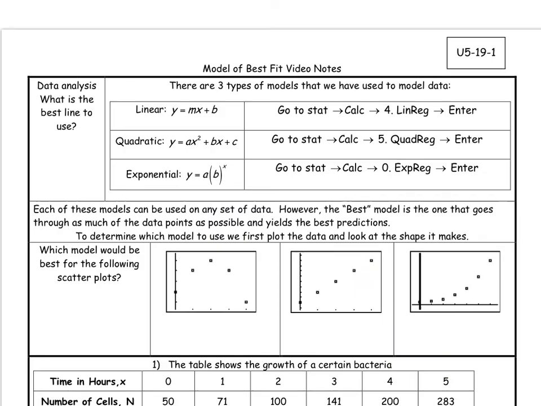So we've looked at three types of models so far this year. We have looked at a linear model, which is y equals mx plus b, and then once we enter a set of data into our list, list 1, list 2, then we go to stat calc 4 to give us a linear regression. We've also looked at exponential, that was unit 4, y equals a times b to the x. Same thing, stat calc, hit 0. And then lastly, last night we looked at the quadratic regression, y equals ax squared plus bx plus c. Same thing, stat calc, but this time it's number 5.